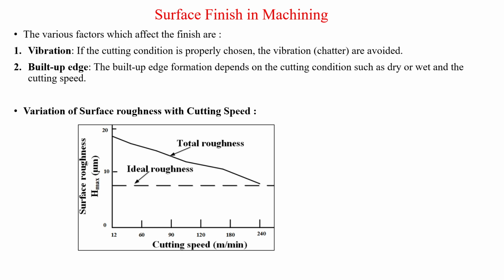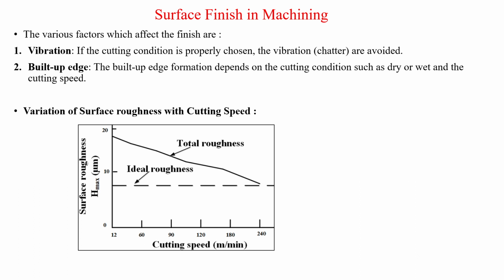So the various factors which affect the finishing, we have seen the natural roughness are, one is vibration. So what is vibration? We can avoid vibration when the cutting condition is properly chosen, like the vibration or the chatter. Chatter is the uneven vibration which is caused because of the different machining conditions. It can also be because of the fixture, because of the tool, because of the workpiece unevenness. So by using the proper cutting condition, this vibration can be avoided.